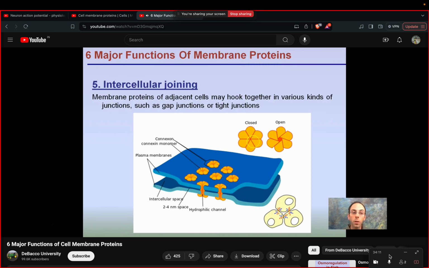The fifth one, along those same lines, is intercellular joining. Membrane proteins of adjacent cells may hook together in various kinds of junctions, such as gap or tight junctions. This can help cells communicate more closely and can allow for easier exchange of materials. So this intercellular joining is another major function of our membrane proteins.